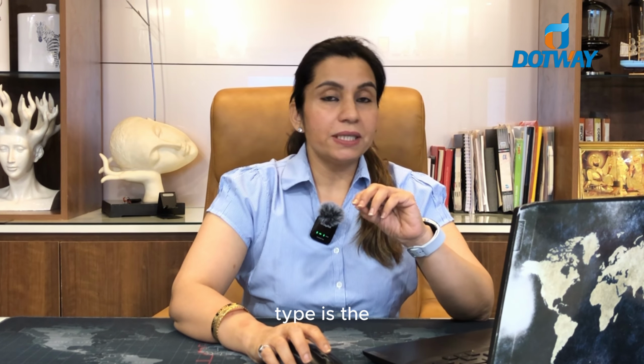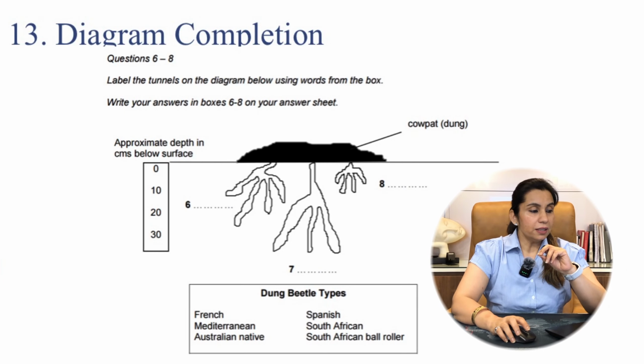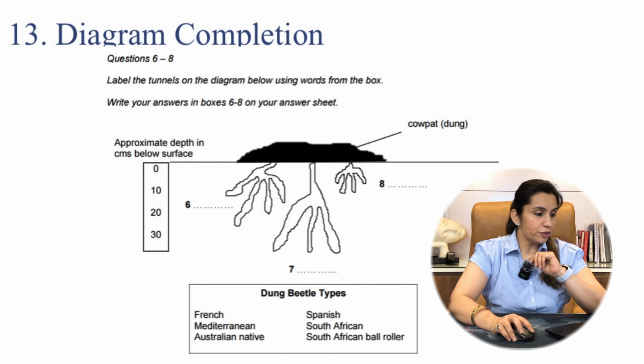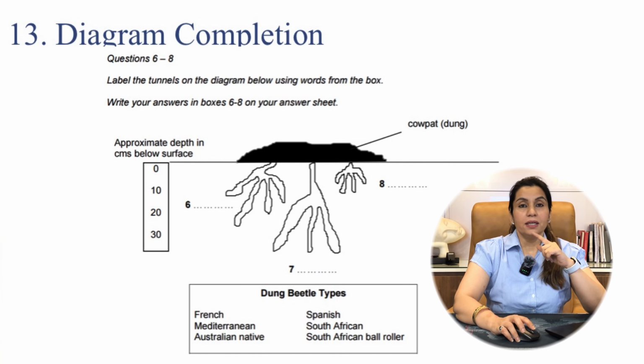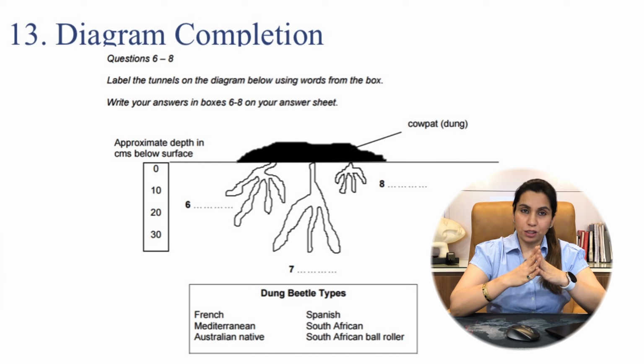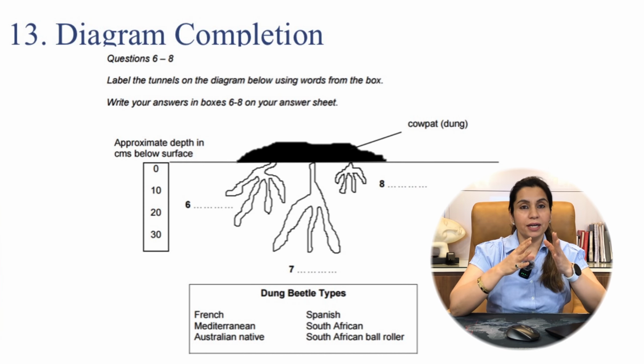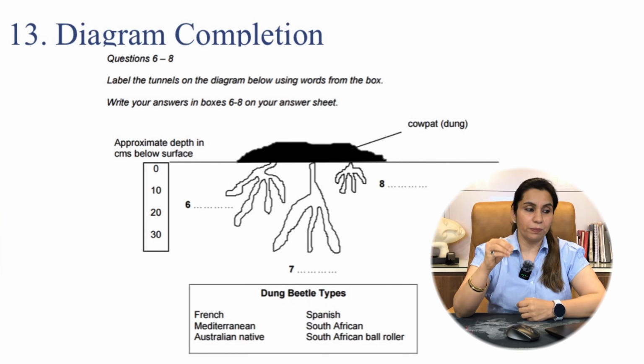The 13th question type is the diagram completion. In this question, again a diagram is given to you, and some possible answers are also given to you in the block, and again you have to read the instruction. Here the question is in grammatical form, but you have to read the passage to find out which of the answers will go in the blanks that are provided.